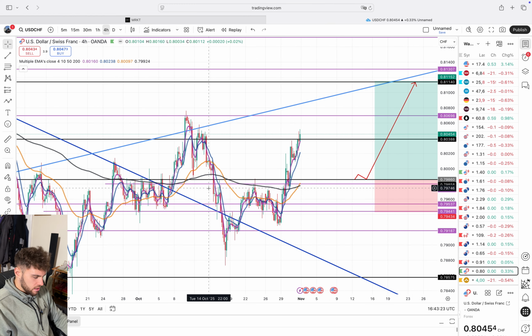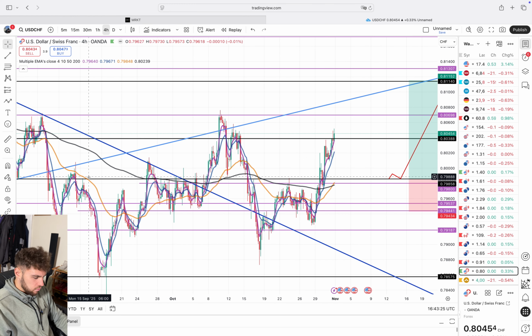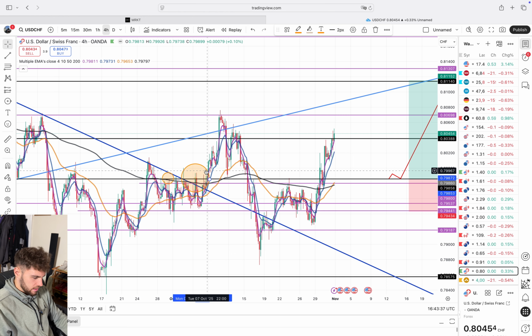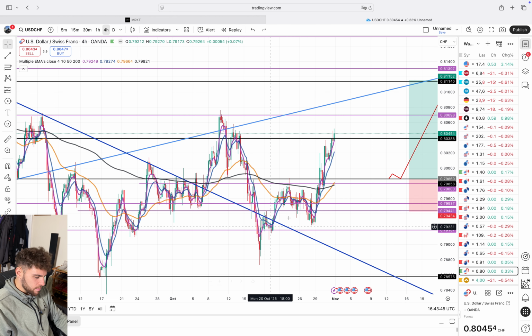Now, technically wise, as you can see here, we have a really big area here at the 0.79858 areas. If I just grab my circle tool here, as you can see, we tend to get some really big rejections at these levels. And then when we get the breakout of this level, as you can see, we tend to at least come up to this level here, right? So that was my ideology.